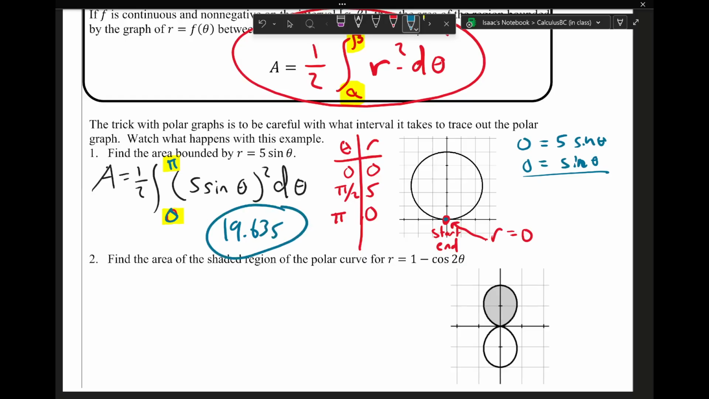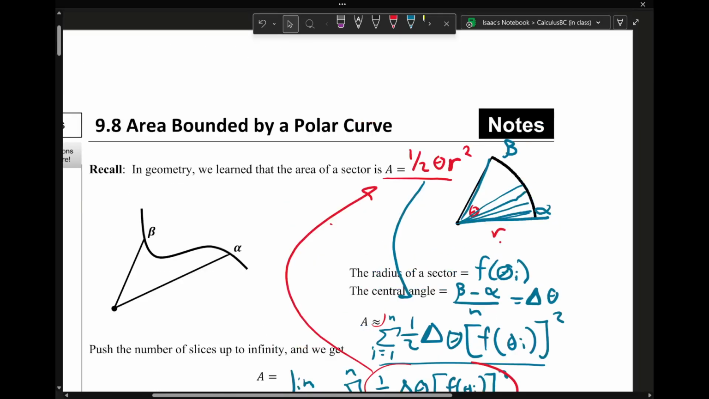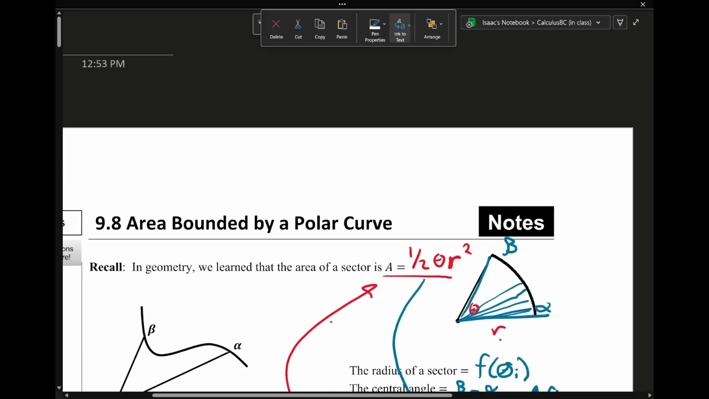19.635. Now, one question that, well, two things I want to bring up. One question is, you might be thinking, well, why don't we just use this geometry formula? It's so much easier to work with.